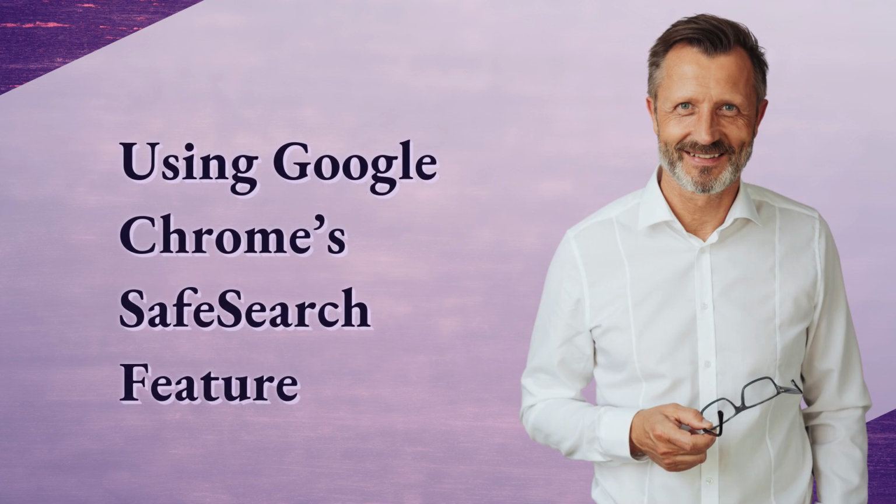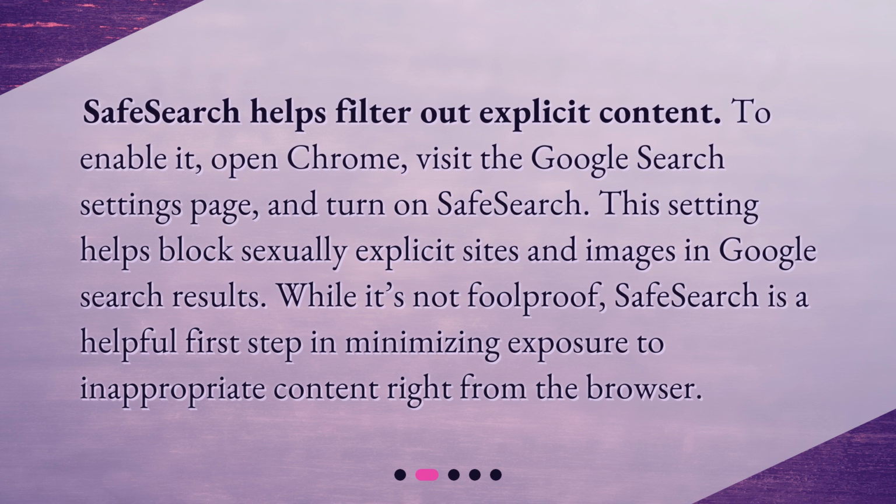Using Google Chrome's SafeSearch feature. Enable it to be guided by Google Search. Visit the Google Search settings page and turn on SafeSearch. This setting helps block sexually explicit sites and images in Google search results. While it's not foolproof, SafeSearch is a helpful first step in minimizing exposure to inappropriate content right from the browser.